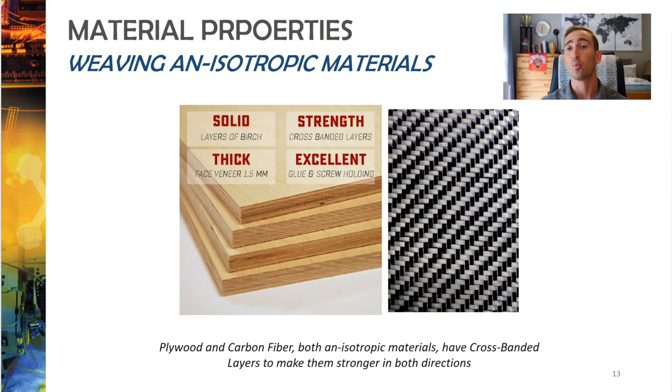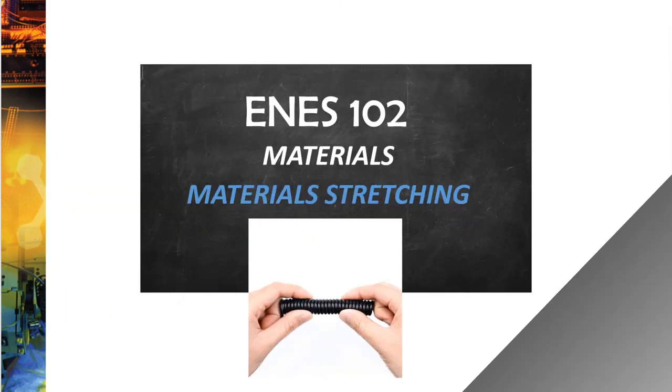Another example of weaving together along the grain and against the grain is carbon fiber. That's also an anisotropic material, and that's why you see carbon fiber weaved in the pattern you see on the right. It's to make up for the structural deficiencies in the one direction by constantly putting one direction over top of the other to make that material much stronger.